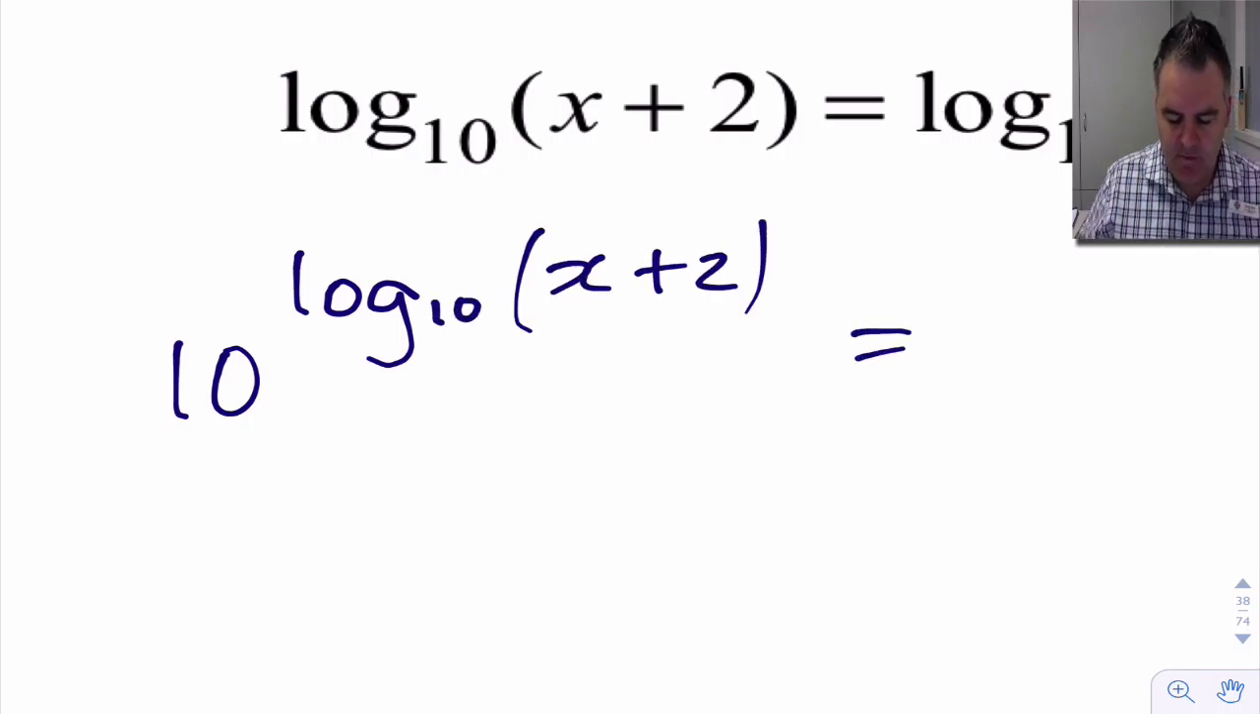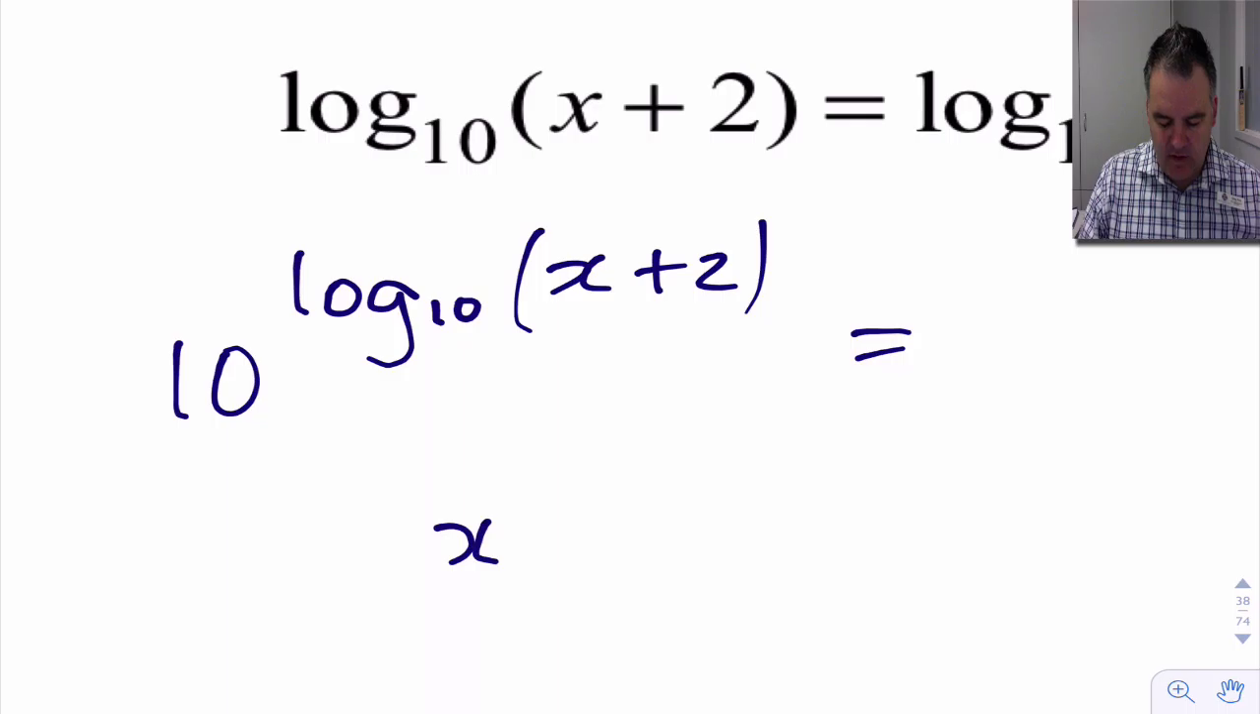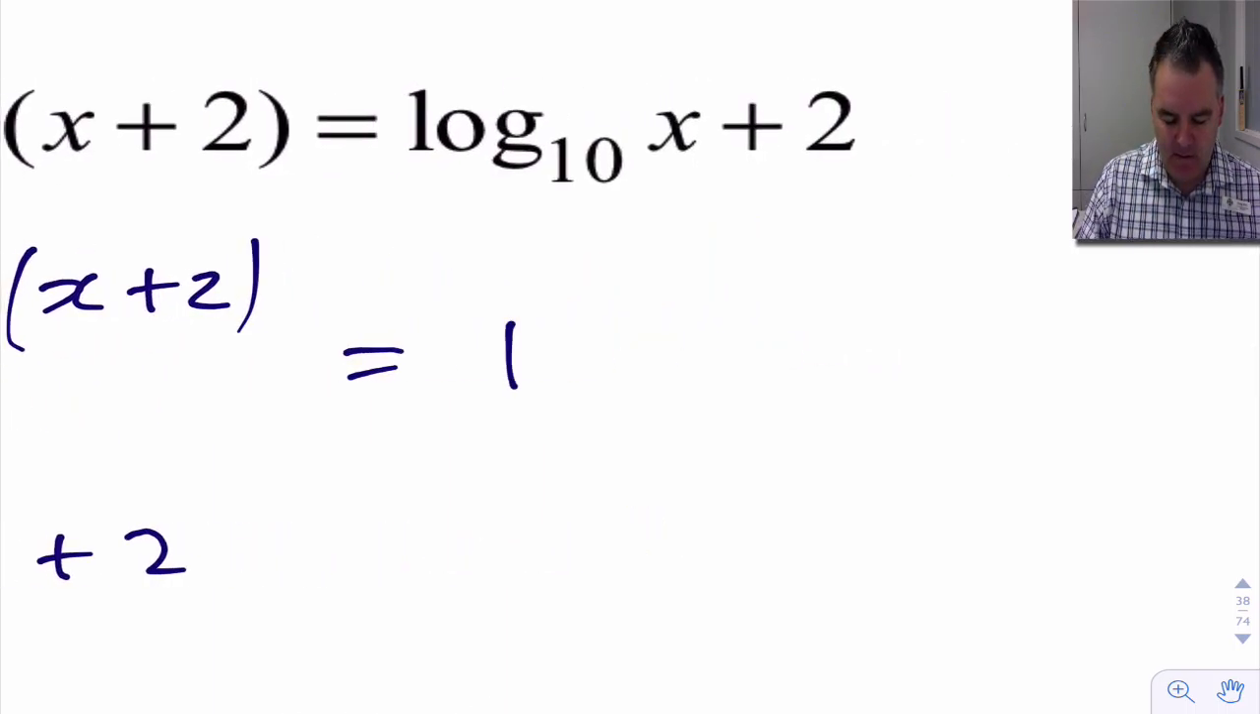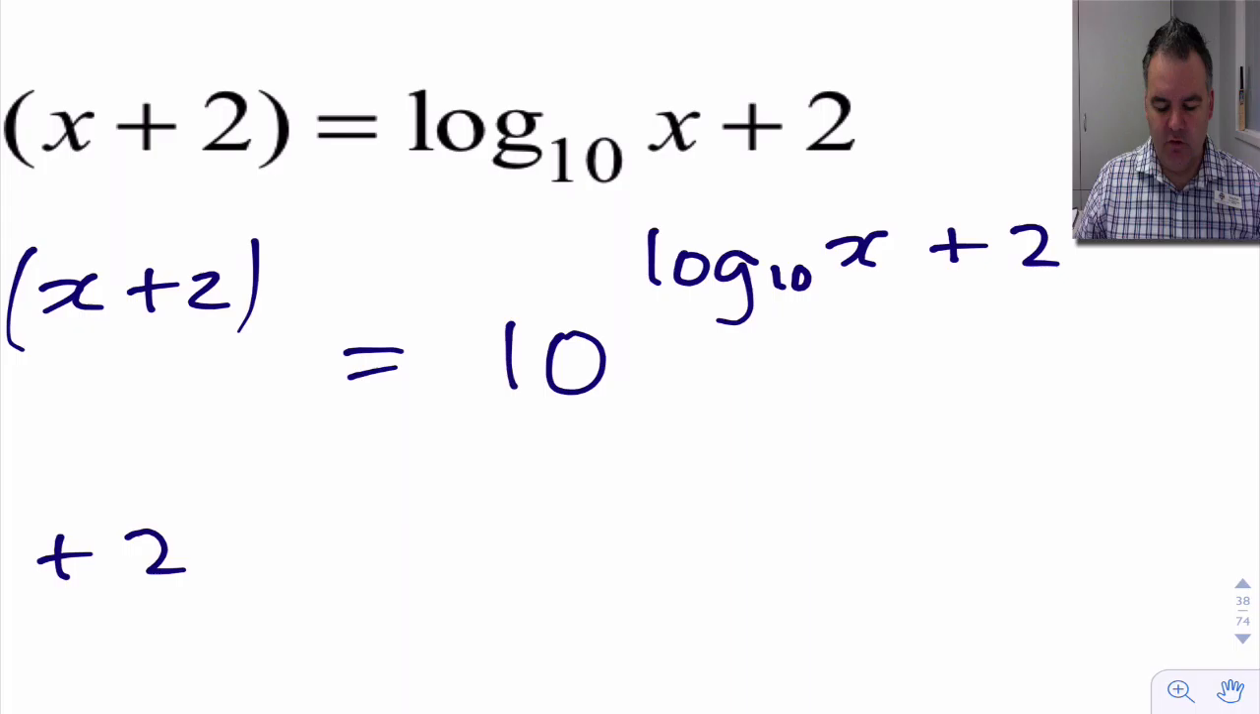Let's just focus on the left hand side. 10 to the power of and log base 10 are inverse functions. They undo each other. So I'm just going to end up with x plus 2 over on the left hand side. Okay, 10 to the power of log base 10 of (x plus 2). It's really important that you don't do 10 to the power of each of those individual terms. No good. You've got to go 10 to the power of the whole side.